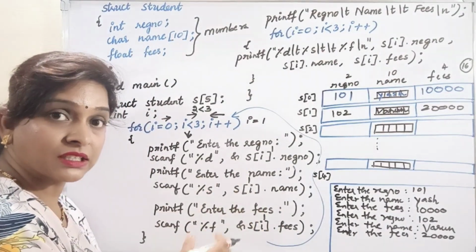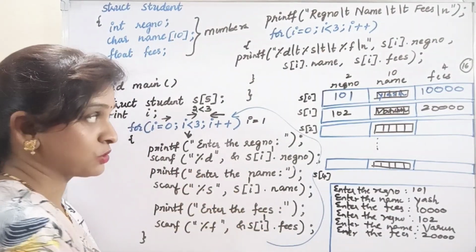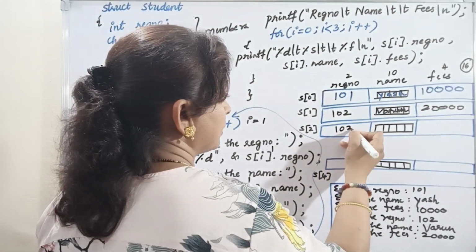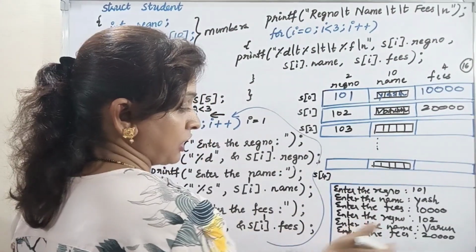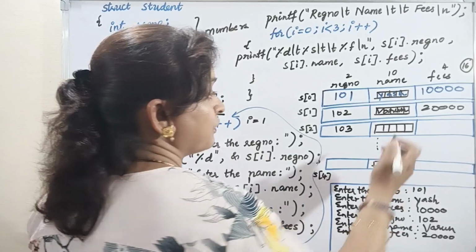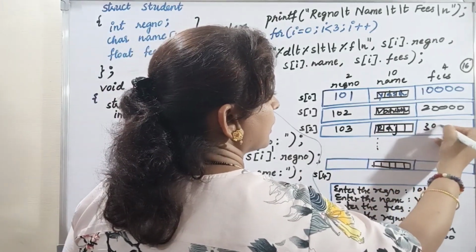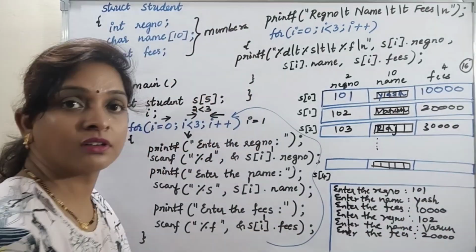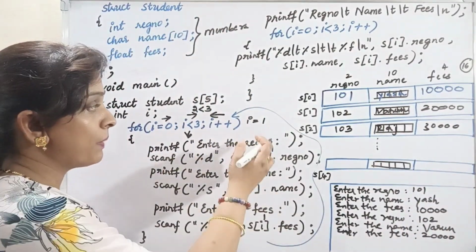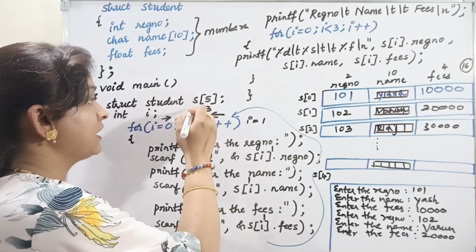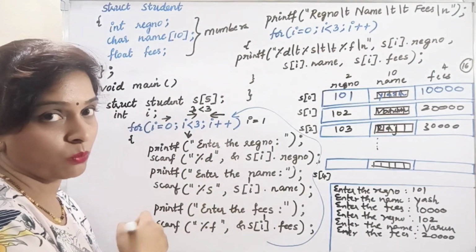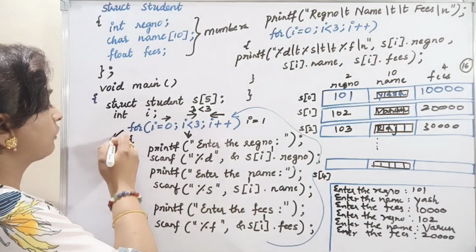Enter the fees. I'm going to accept the third value also. So for example, I have inputted 103. So I get the messages: enter the register number, enter the name and enter the fees. So I'll just say Raj, and I say 30,000. Then again loop back. I becomes 3. Is 3 less than 3? No. Condition not satisfied. Come out of the loop.